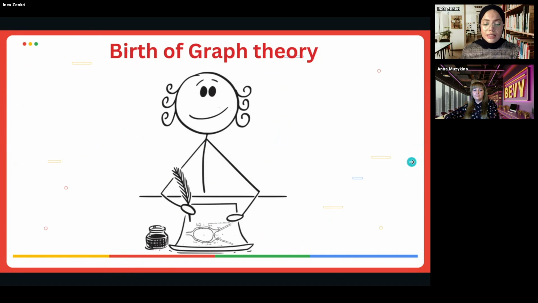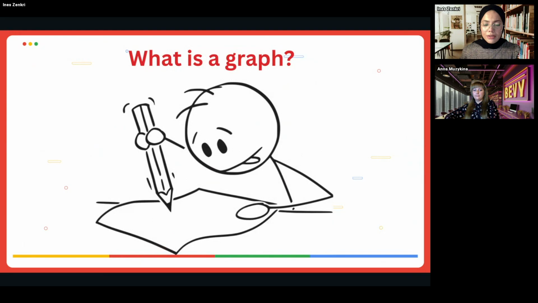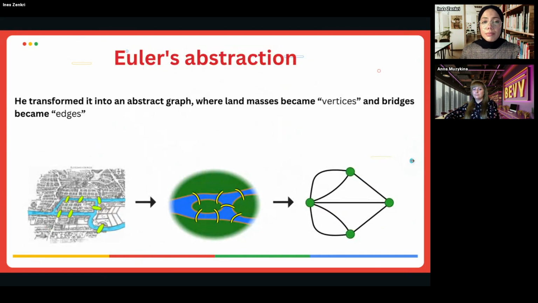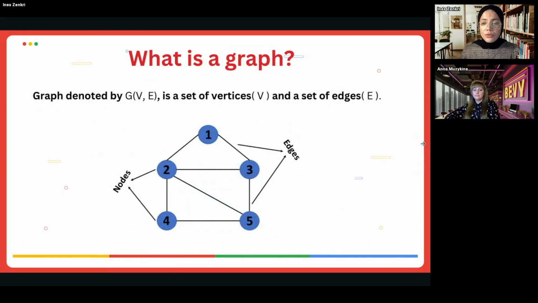And now let's go back in time to the present and see what exactly a graph is. Well, simply, a graph, as seen with Euler's abstraction, when he transformed the city into a simple graph, has vertices, aka nodes, and also edges. So if we put that nicely together, we will have a graph denoted by G, which has a set V of nodes and a set E of edges.